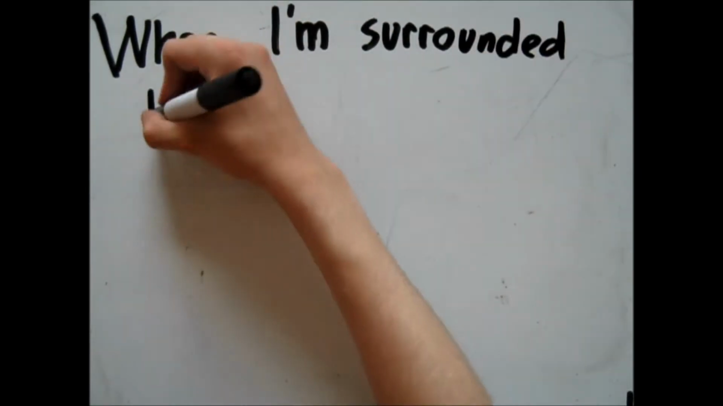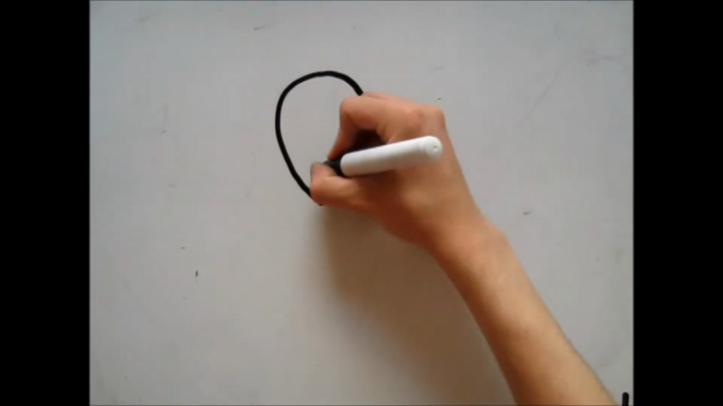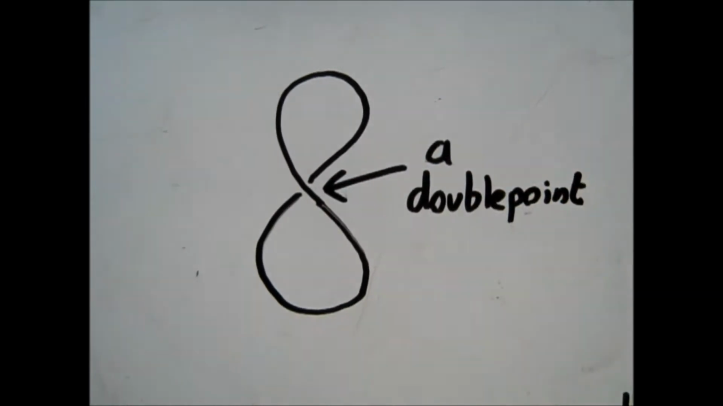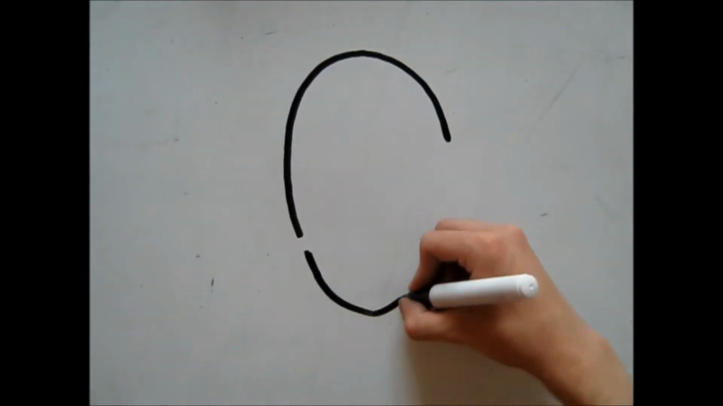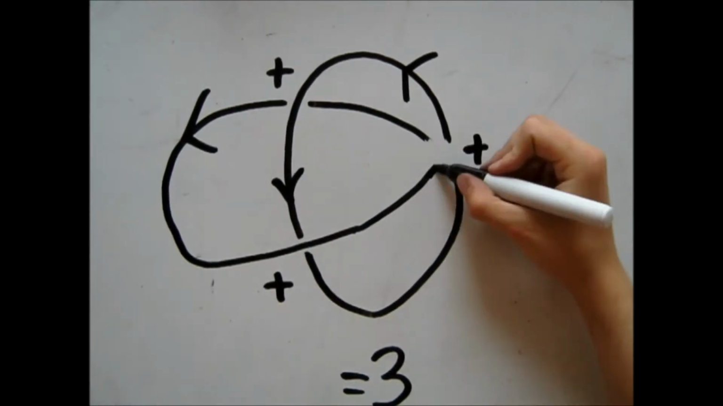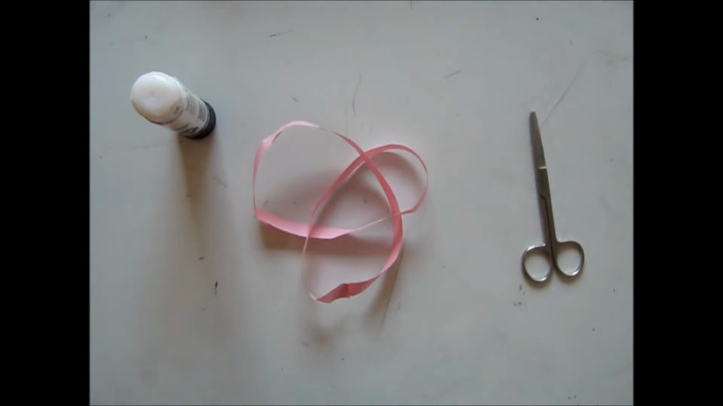We must stop to gain an understanding of terminology used by knot theorists. In all knots but the trivial knot, the curve will pass over or under itself at a double point. These double points are assigned a positive or negative value based on how the strands cross. The writhe of a knot is the sum of all the double points and their signs.